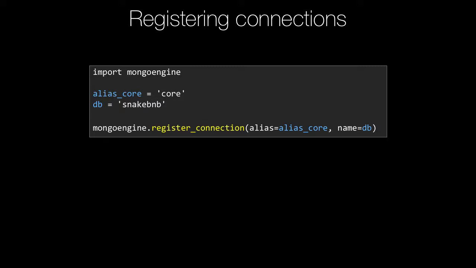Let's take a moment and look at this concept of registering connections. We're going to need to work with MongoEngine, so of course, import MongoEngine, and we need to set the alias and the name of the database. So just say MongoEngine.registerConnection, give it the alias, give it the name.